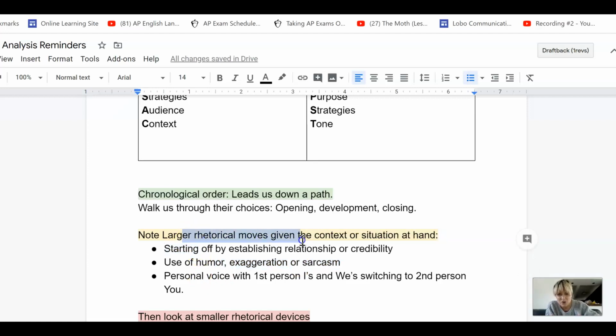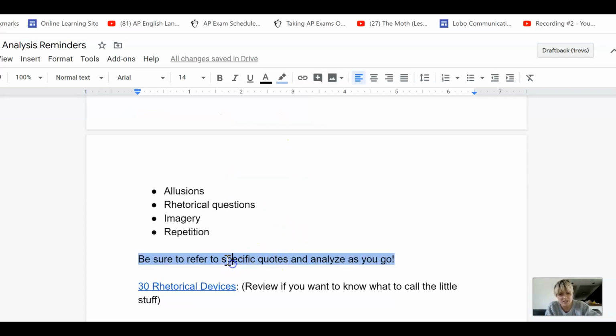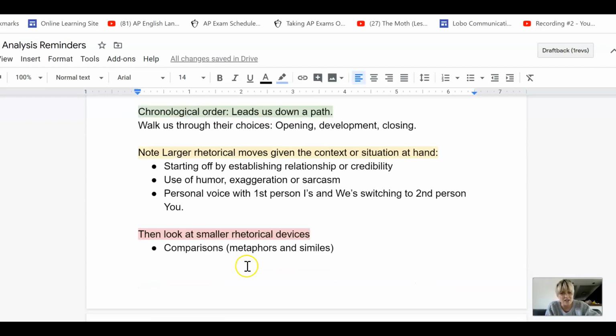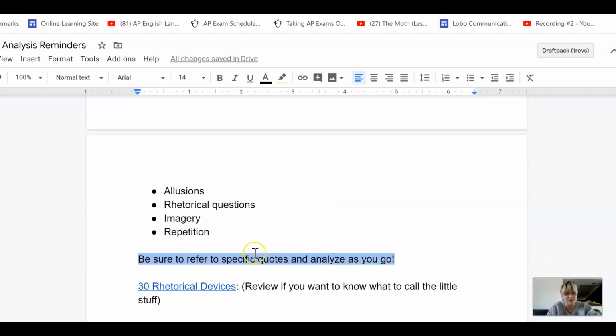Once you have their larger rhetorical moves down, then you can start to look at their smaller choices. So things like metaphors, similes, rhetorical questions. You'll start to notice, like, oh, the way he said this or the way she said this is really powerful, right? So you understand the larger context of what they're trying to do, but you also see that there are these smaller devices at play that make those language choices even more powerful. So be sure to refer to specific quotes, and that helps you analyze as you go. As long as you have those larger rhetorical shifts guiding the essay, those bones of what they're doing next and what they're doing next, then you can start to refer to these specific quotes and analyze the specific stuff as you go.